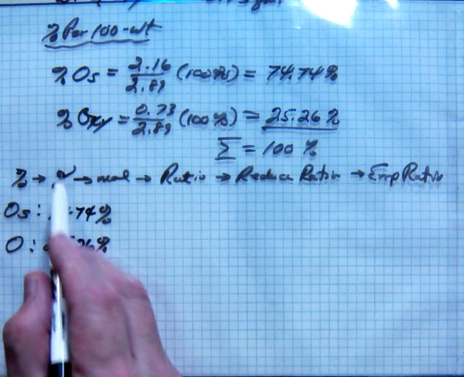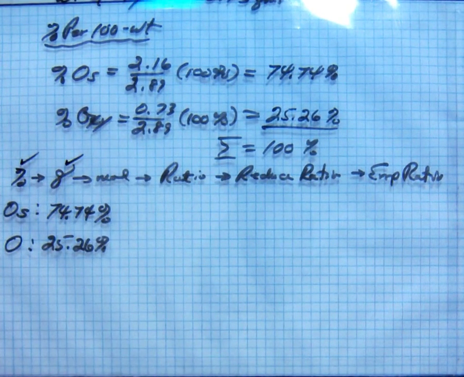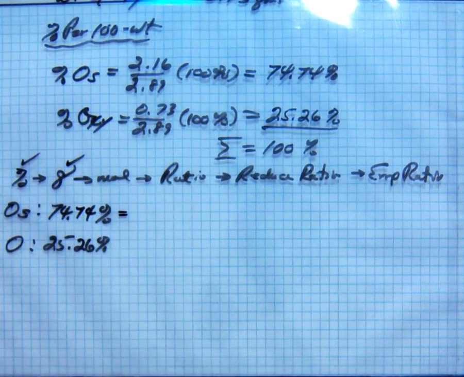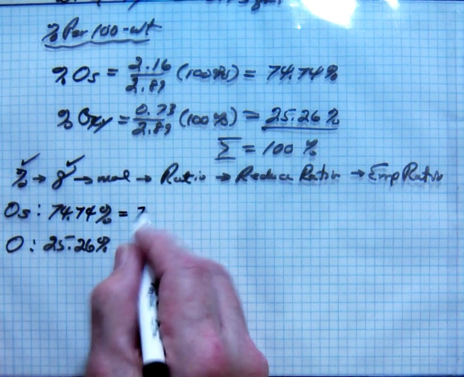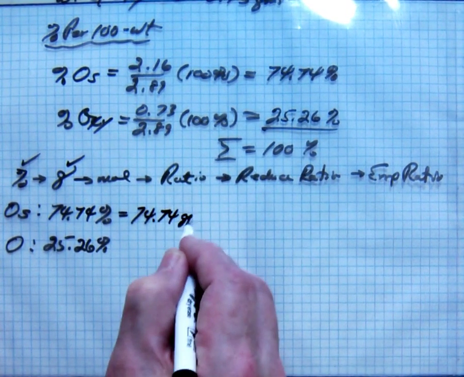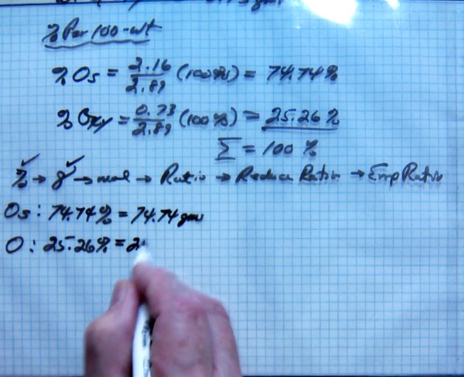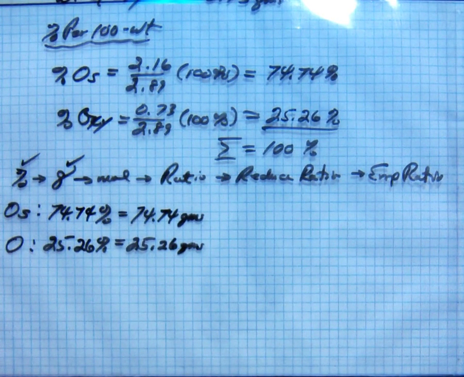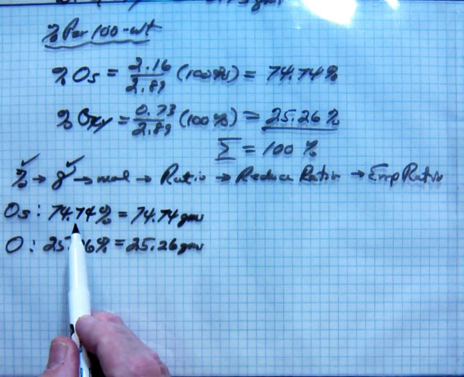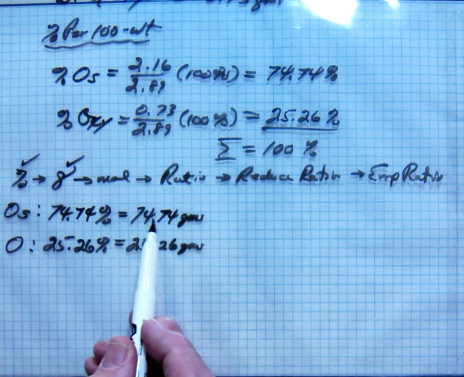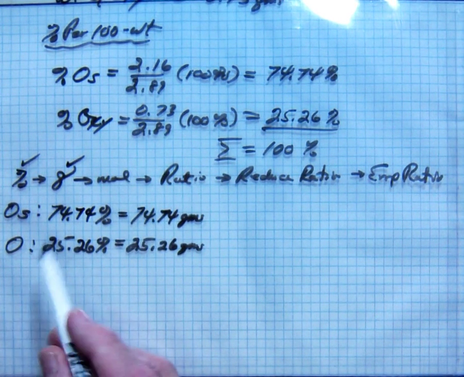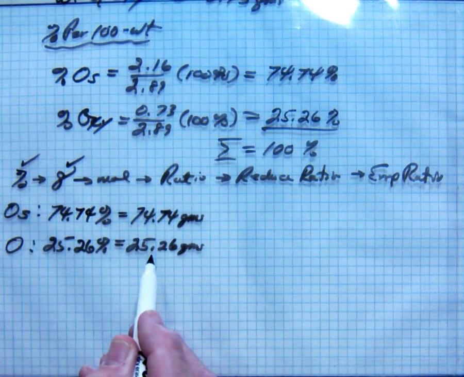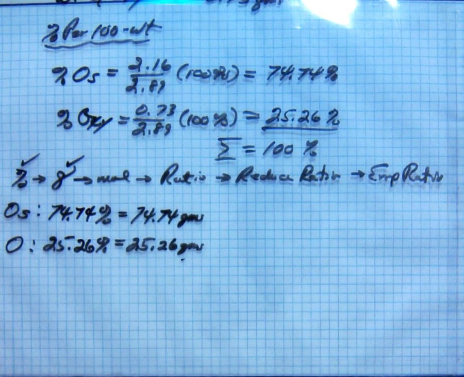Now, the next thing I have to do is grams. How do I get grams? Well, it's very simple. Drop the percent and put a G on it. Now, I'll explain the logic here in a second. Grams. 25.26 grams. If you had 100 grams of this osmium oxide, how many grams of osmium would you have? You'd have 74.74 grams. If you had 100 grams of this osmium oxide, how many grams of oxygen would you have? You'd have 25.26 grams. That's the logic that goes percent to grams. That's why it's absolutely critical you convert to parts per hundredweight.